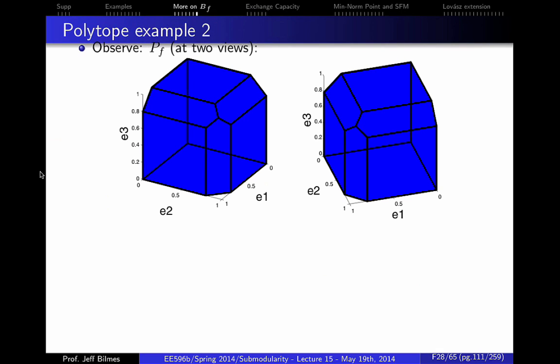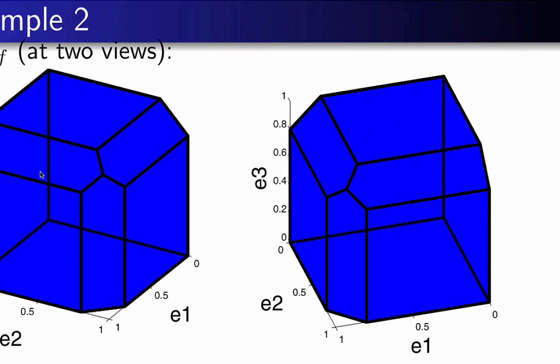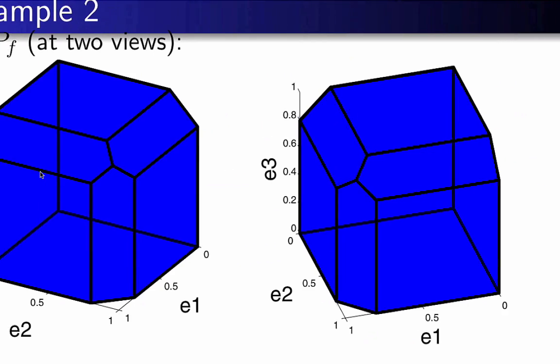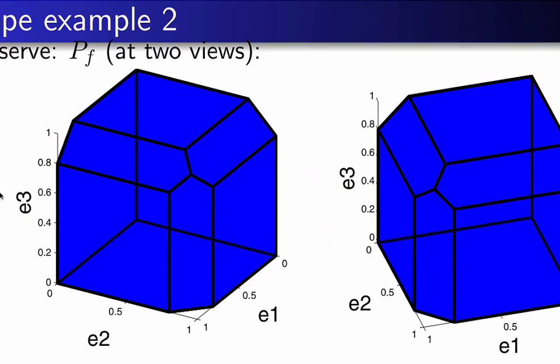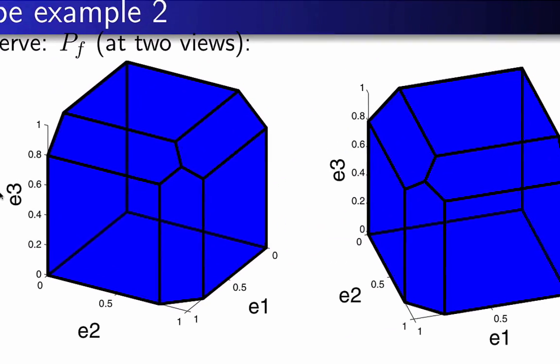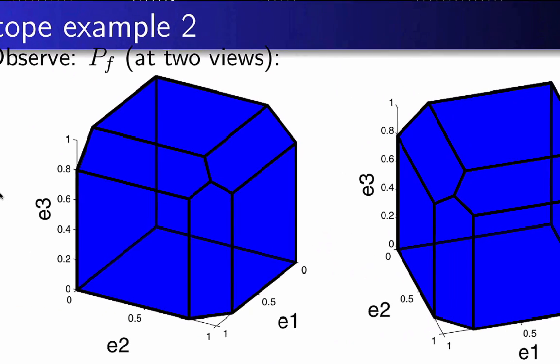What about this one? Is this a submodular polytope? I will zoom in and scroll around so you can see it. This is our animation. Move the mouse out of the way. What do you think? It's an earthquake. Okay, sorry. Is it a submodular polytope?